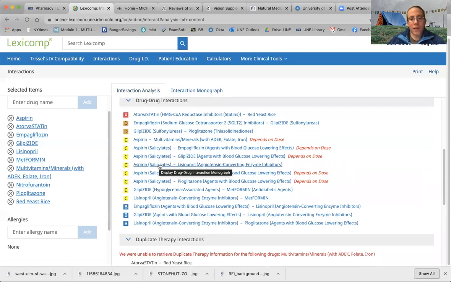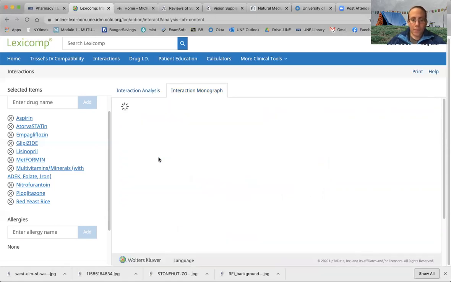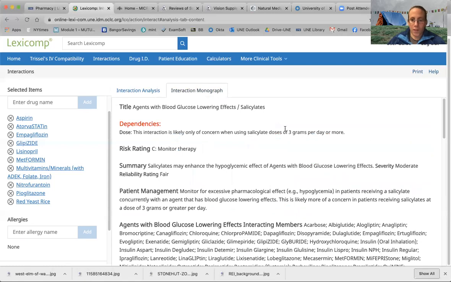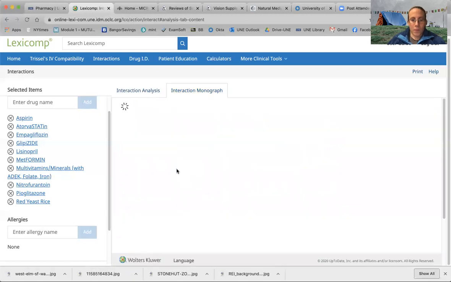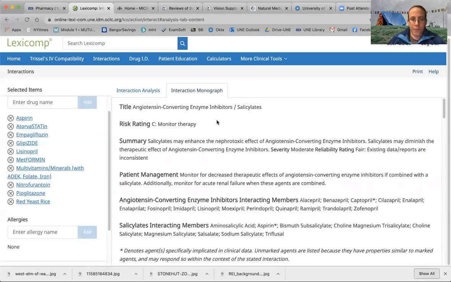Okay, so aspirin and lisinopril. This is not a depends on dose. Let me just click this for consistency. So 3 grams again, not one that I'm worried about. Now this one does not have a dose recommendation here. So it is ACE inhibitors and salicylates, monitor therapy.